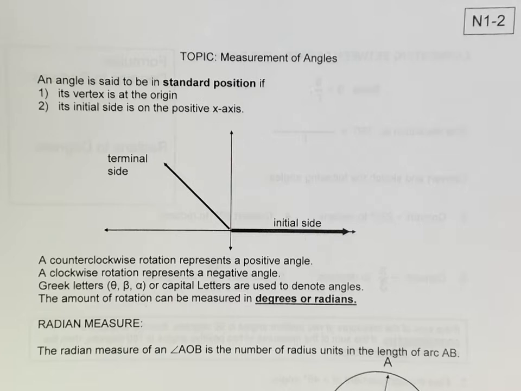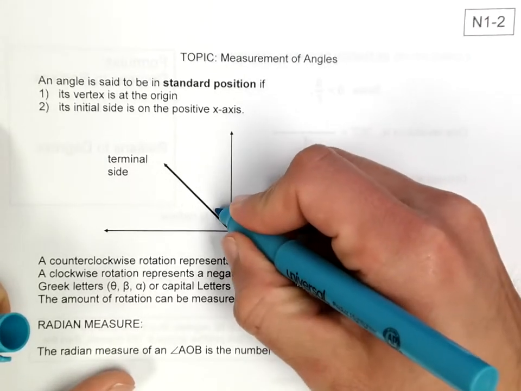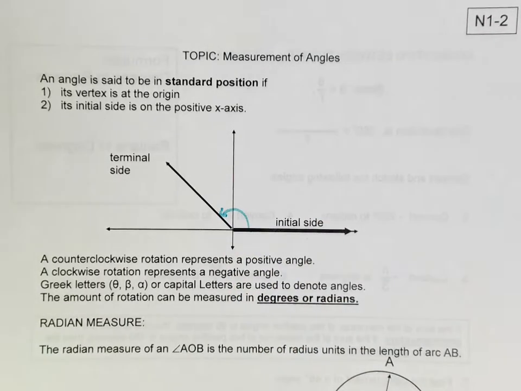Okay, so a positive angle would be considered like going this way, essentially. All right, so counterclockwise would be positive, and clockwise would be negative.